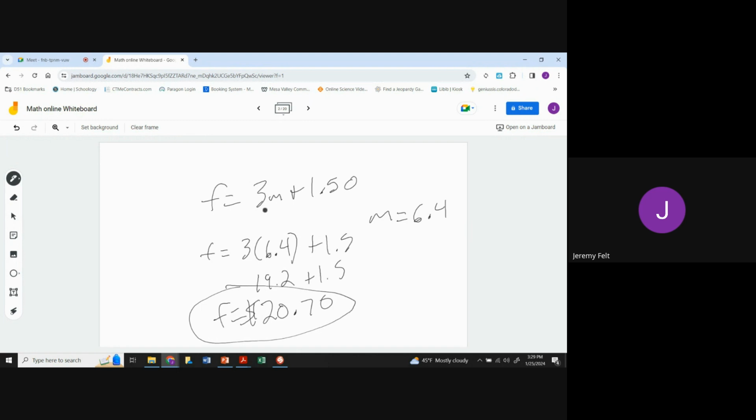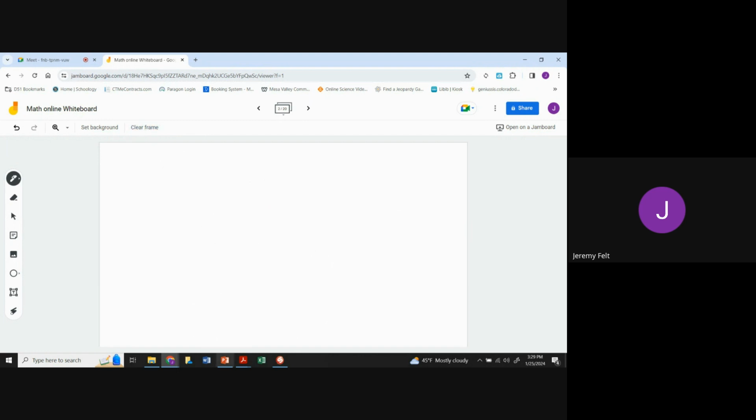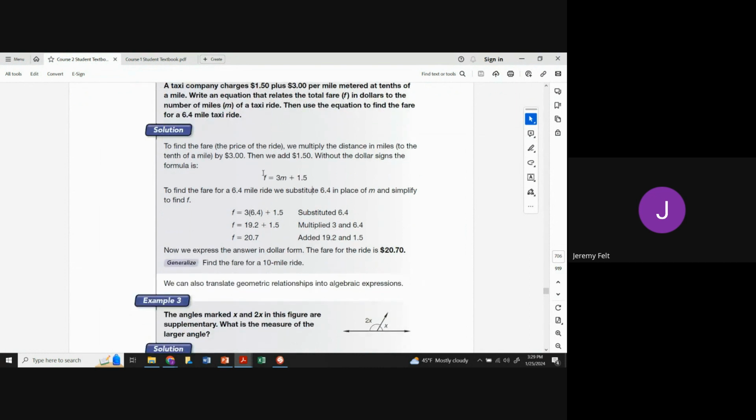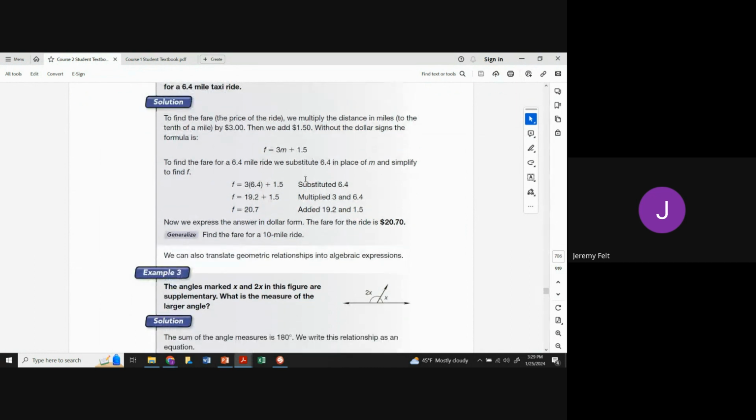Okay, so once we have the rule, then we just put in our input and get our output, just like every other function we've worked with. The big thing is making sure that we read the problem correctly and put in all the information correctly. So if we did 1.5 times m plus 3, mix up those numbers, that's going to throw us completely off.